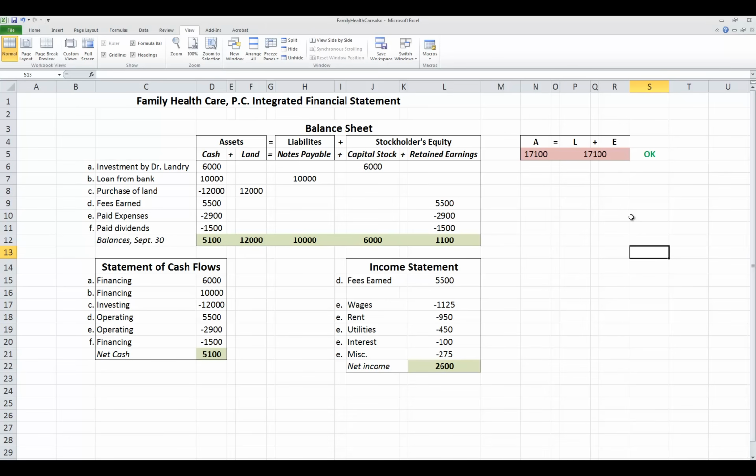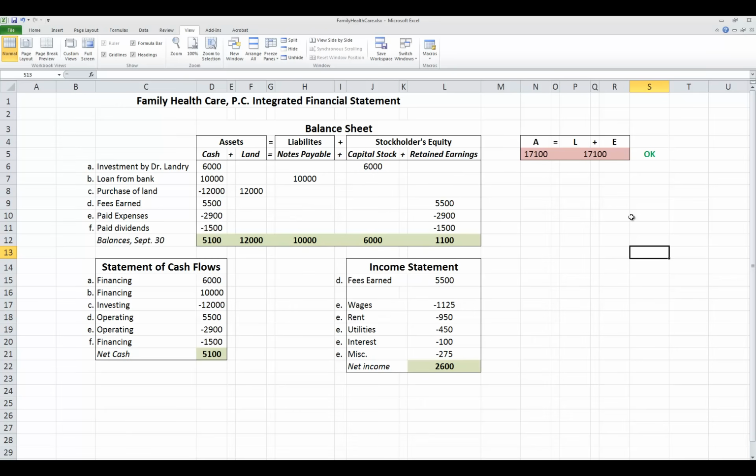You'll see that it's at the bottom of the asset column. We have cash of $5,100, but it's also at the bottom of the statement of cash flows, $5,100. And that's one of the checks that's built into the integrated financial statement. The cash asset at the end of that month should be the same as the net cash available at the bottom of the statement of cash flows. Those should be the same.